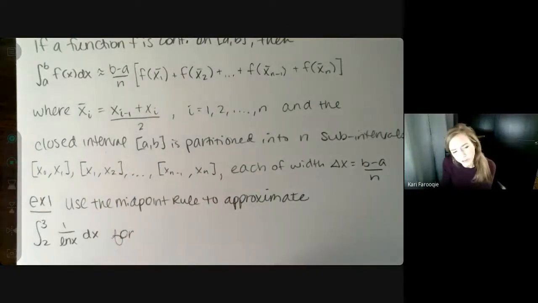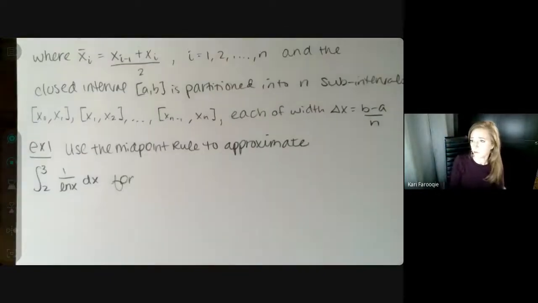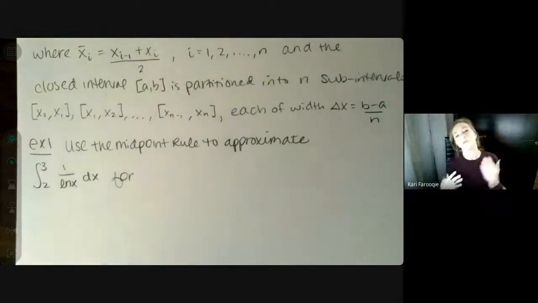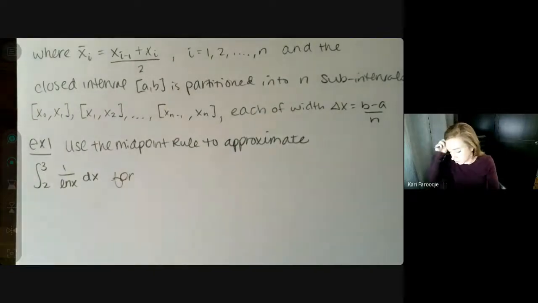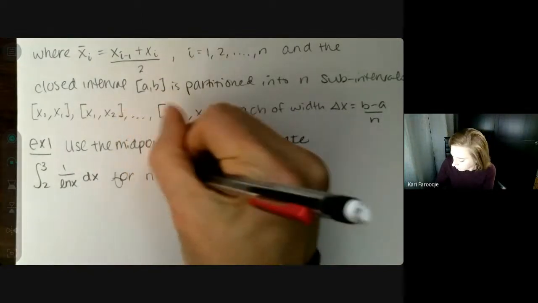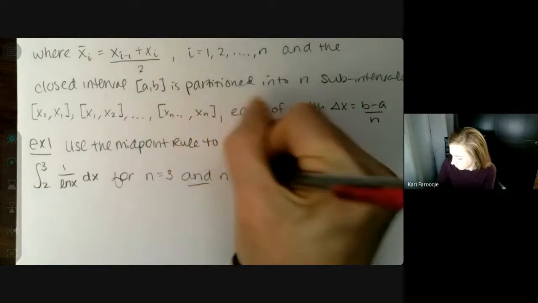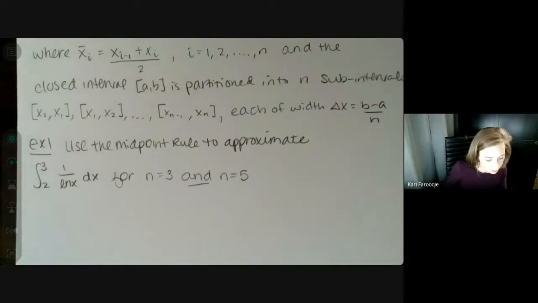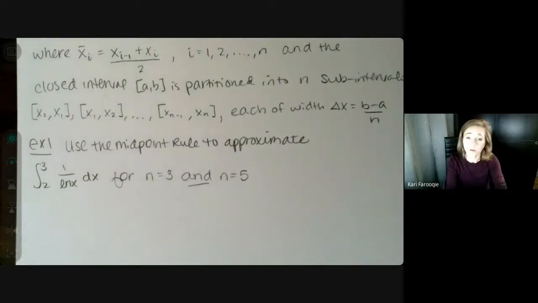I'm only going to do that for this example because the examples that you're going to be asked to do for homework are only going to ask you for 1 value of n. But I want to be able to, at least for this first example, compare the different values of n so that you can sort of see how you get closer to that exact value. And it also gives you some practice using the midpoint rule. So we're going to do this for n equals 3 and n equals 5. And like I said, we're not going to be talking about the error because I already explained that. I don't even want to get back into it again. It was driving me crazy.